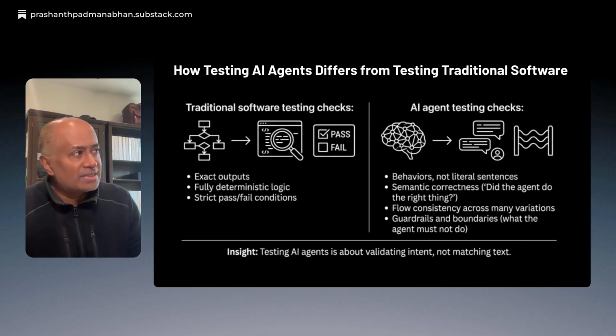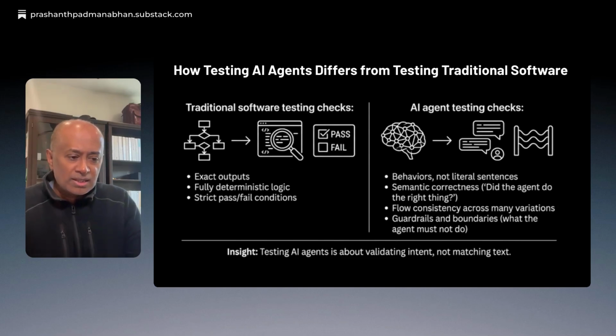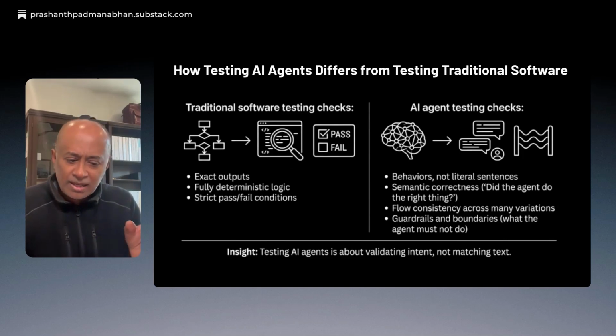Whereas AI agent testing is different. You're testing for behaviors, not literal sentences or literal words. Instead, you're looking for semantic correctness. Did the agent do the right thing? In an example that I'm going to take briefly, I want the agent to collect the user's name and then start addressing the user by their name. That's a general behavior. I'm not going to worry about exactly how the AI agent did that.